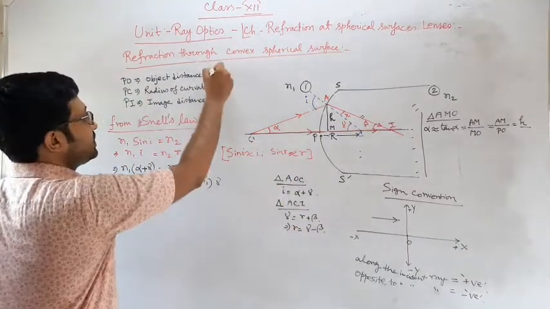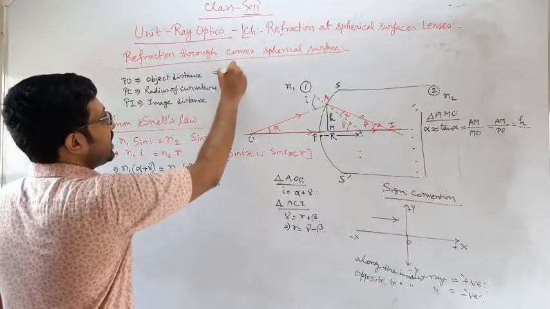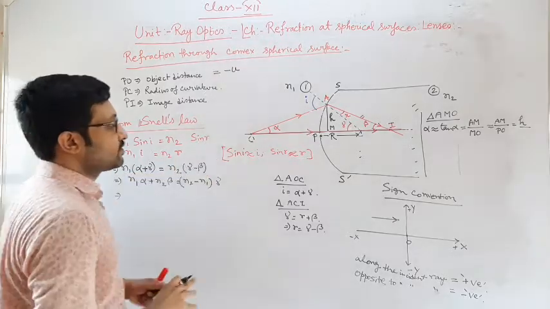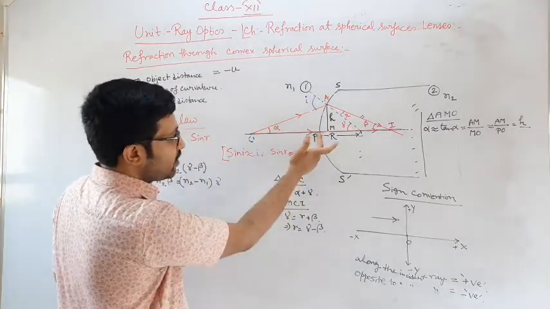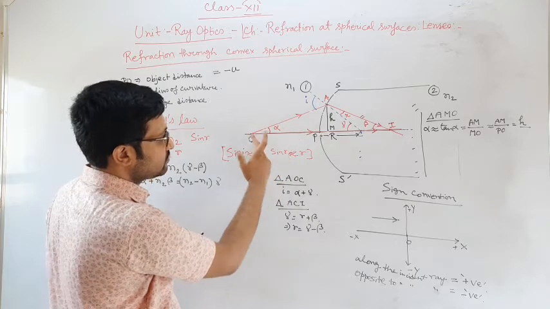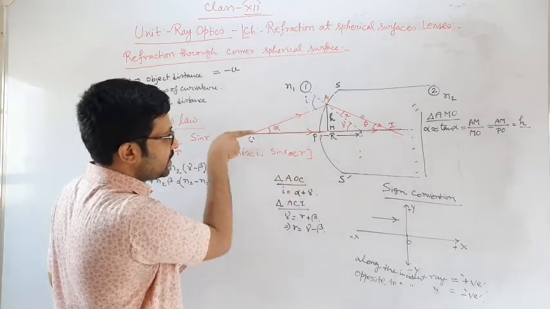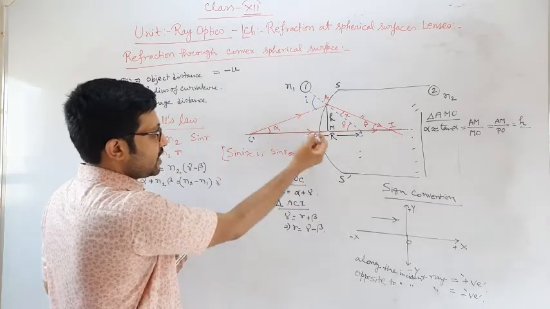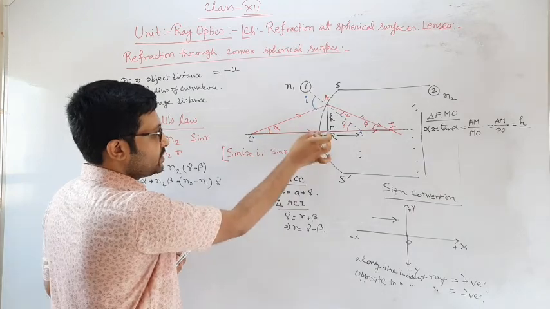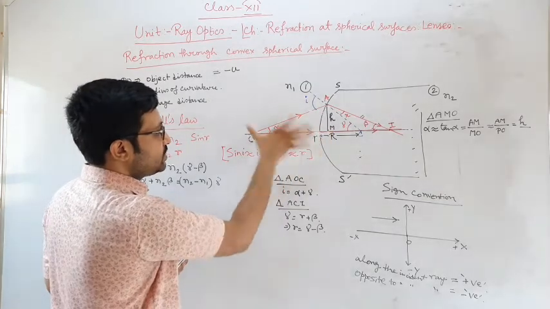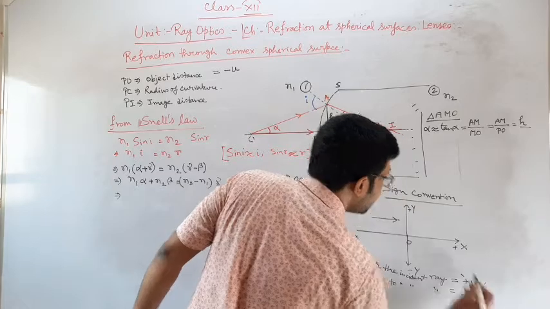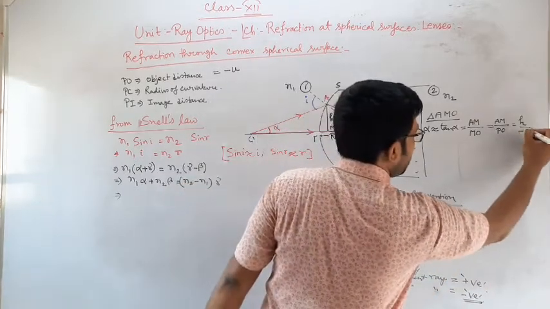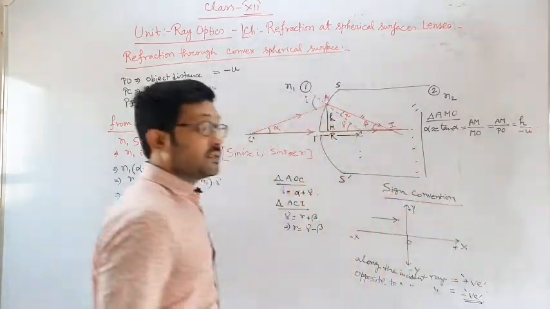Object distance is taken as minus U. Why minus? Because the incident ray is in this direction, O to P, and you are measuring P to O. That is your opposite sense. In case of opposite to the incident ray it is negative. So for this reason, PO you are writing as minus U.